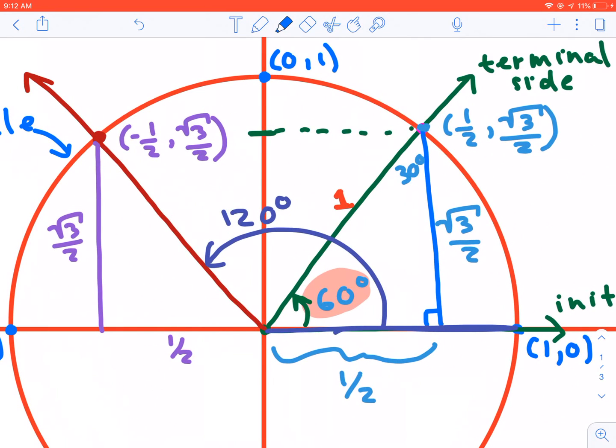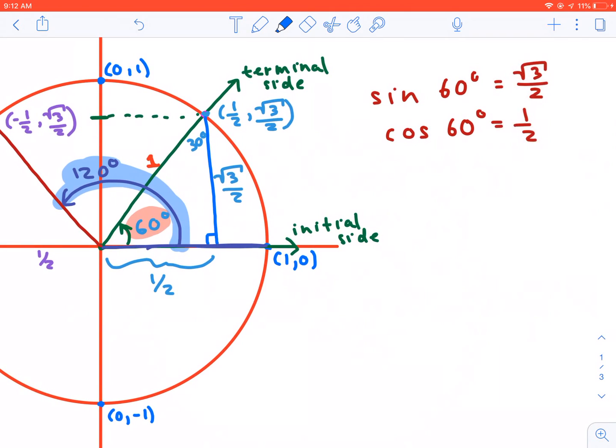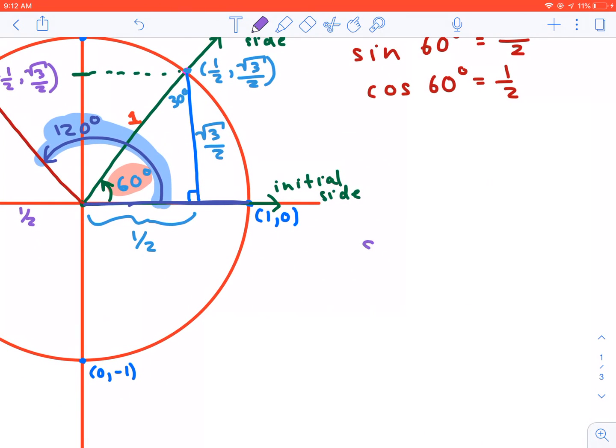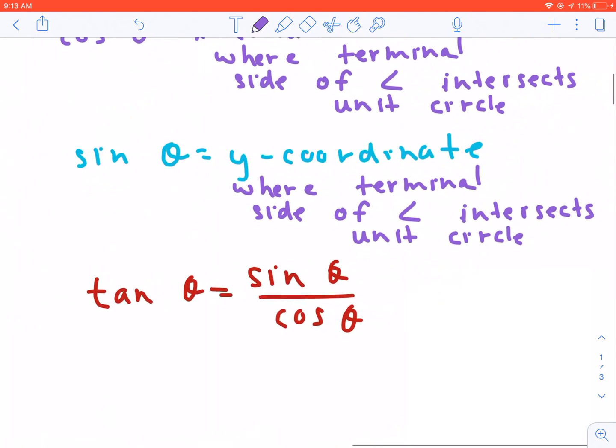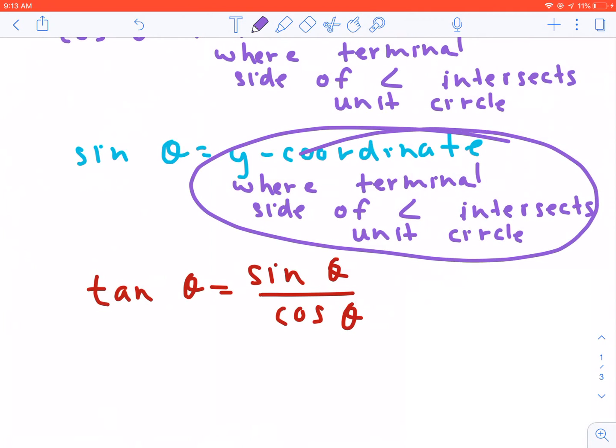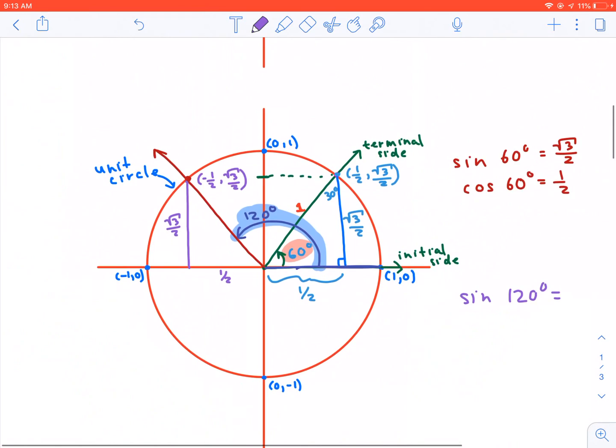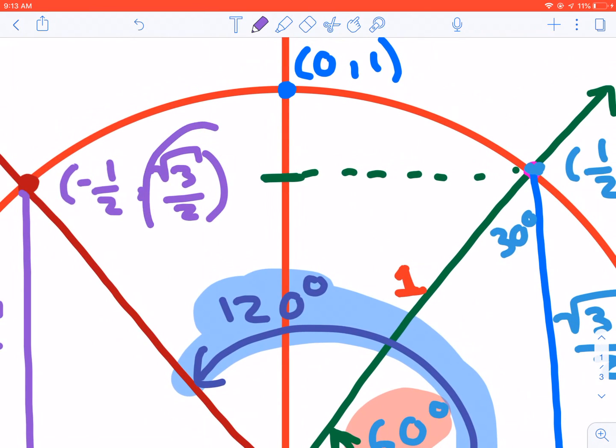But the angle we're measuring now is this angle, 120 degrees. So we could say something like the sine of 120 degrees is equal to, well, we're going to use our alternate definition of sine here, which is the y-coordinate where our terminal side intersects the unit circle. So sine of 120, well, that's also equal to radical 3 over 2.